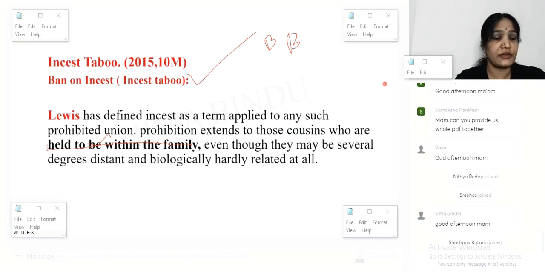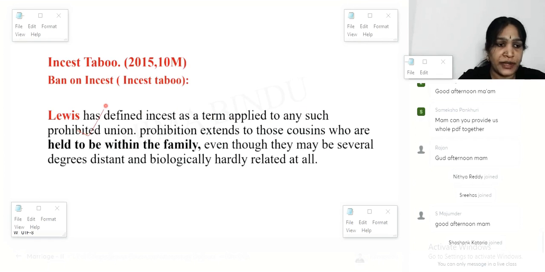Now let us see the definition of incest taboo by Lewis. Lewis has defined incest as a term applied to such prohibited union. Prohibition extends to those cousins who are held to be within the family, even though they may be several degrees distant. For example, in Sagotra marriages they are several degrees distant. They're not direct biological brothers. You cannot even say how the person became a brother to you, but still they are considered as brothers.